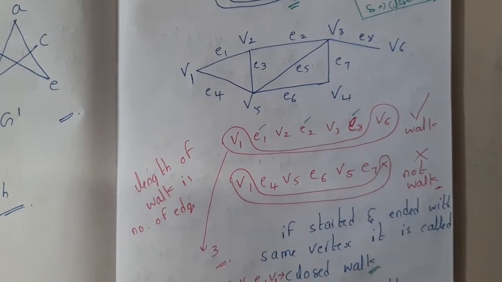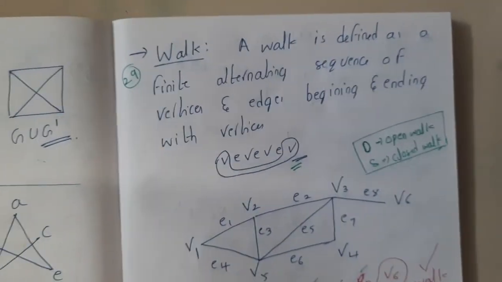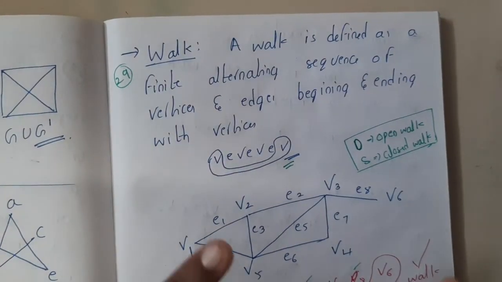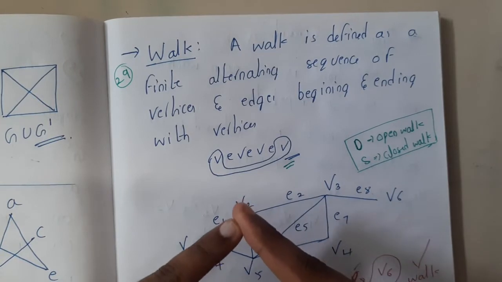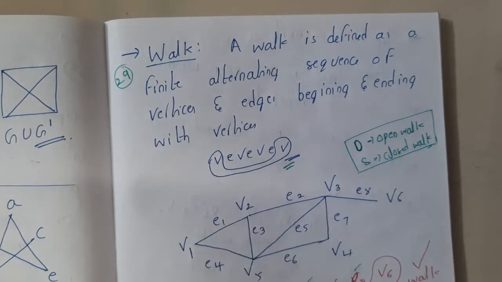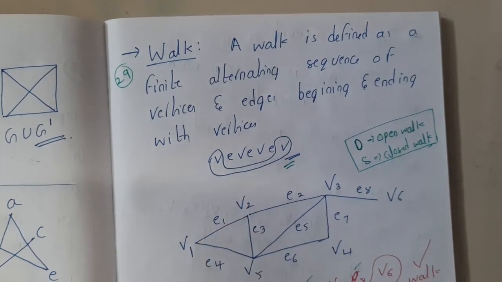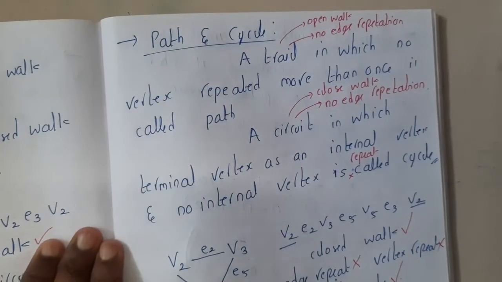It's quite easy, right? I hope everyone got a clear idea about a walk. What is a walk? It is just an alternating sequence of vertex, edge, vertex, edge, vertex, edge. It should start and end with a vertex. That's the only thing here. Now let us go through the next definition.